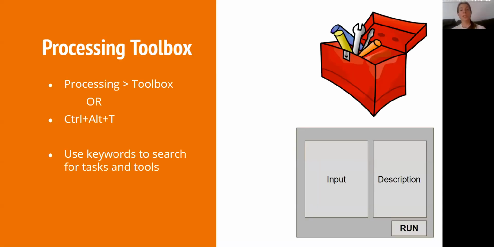Okay, so first we're going to talk about the processing toolbox. The processing toolbox can be found under the Processing header and then Toolbox, or through the shortcut Control-Alt-T. If you don't see the processing toolbox when you do either of these things, you might have to go under Manage and Install Plugins and make sure that box is checked next to Toolbox. I went over that in the first workshop.